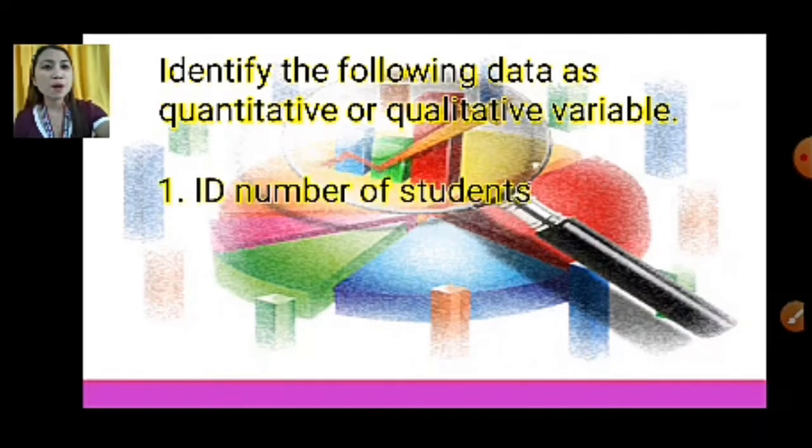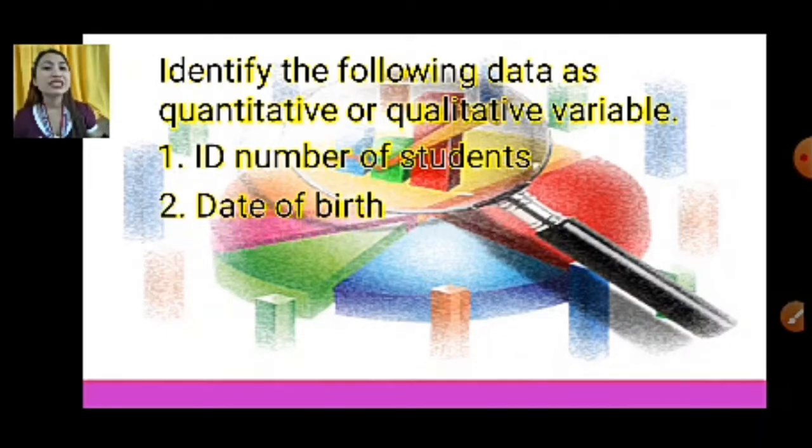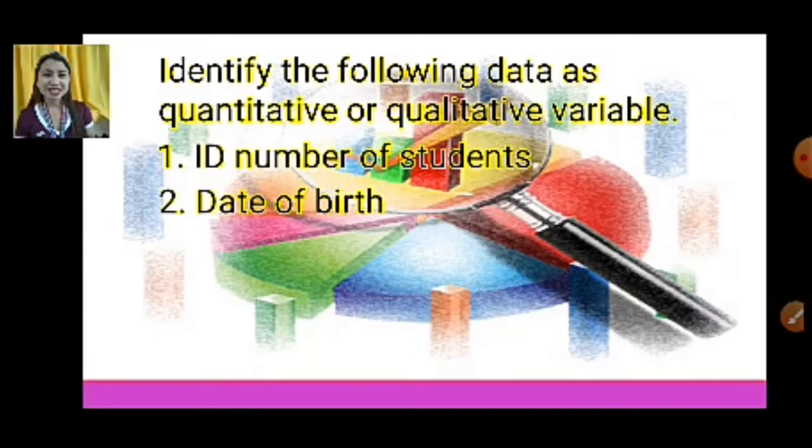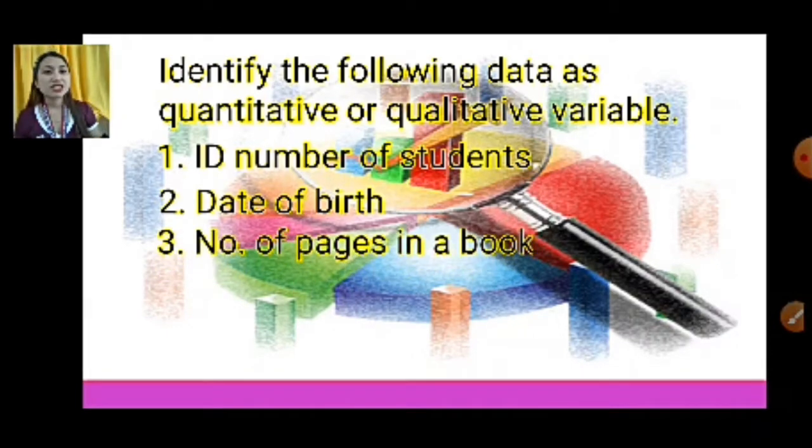Number 1, ID number of students. Is it a quantitative or qualitative variable? Answer that one. Number 2, date of birth. Okay, students, is it a quantitative or qualitative variable? Next, number 3, number of pages in a book. Is it a quantitative or qualitative variable?